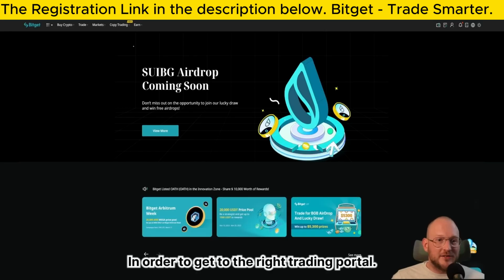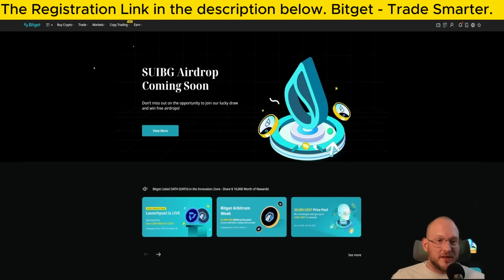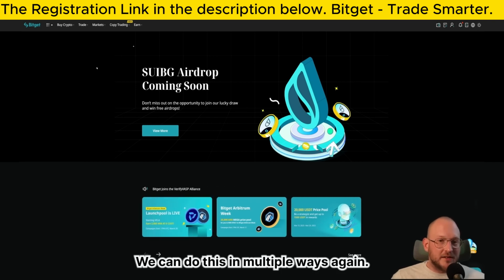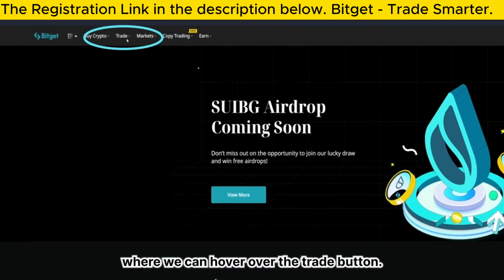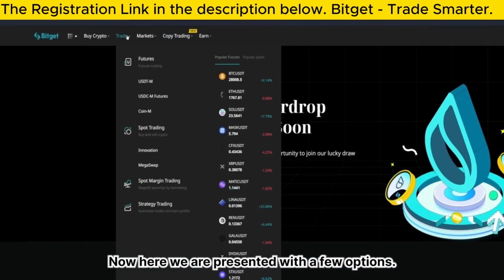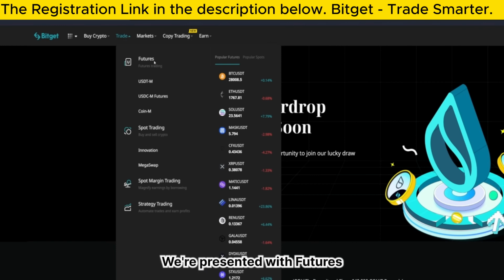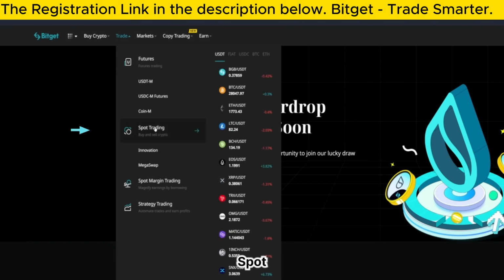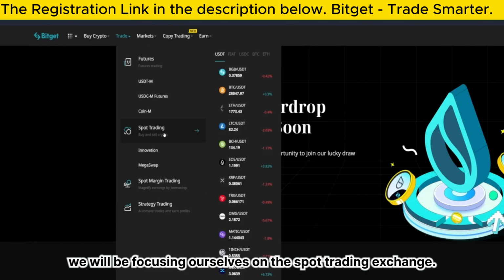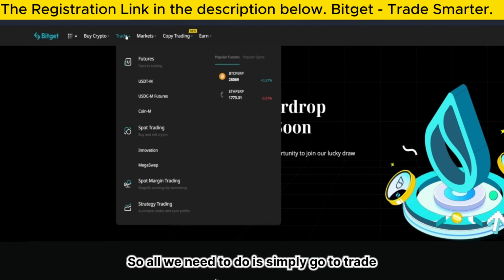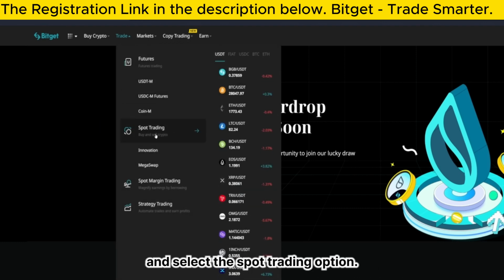In order to get to the right trading portal, we can do this in multiple ways again. I'm going to start off with the landing page, where we can hover over the trade button. Here we are presented with a few options: futures, spot margin and strategies trading. In this series we will be focusing on the spot trading exchange, so all we need to do is go to trade and select the spot trading option.